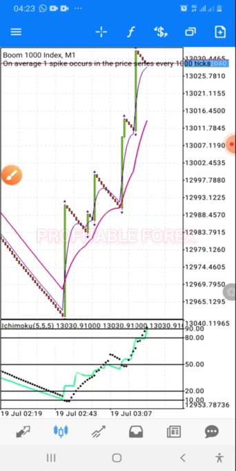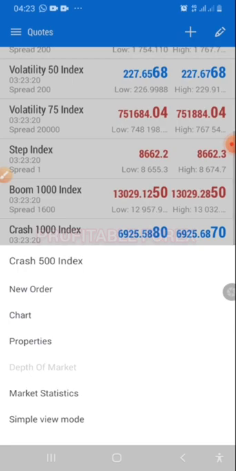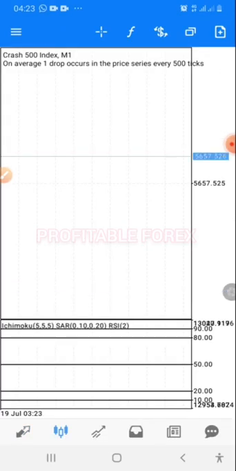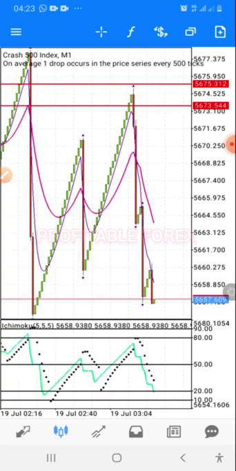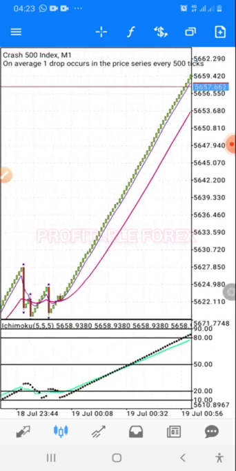You can check it out on Boom 500 and Crash 500. You can see it also works here. Let's check it out. It's loading, my network is a bit slow. Okay, so here we are on Crash. So let's check it out on Crash 500.